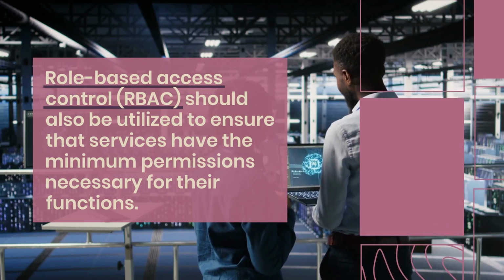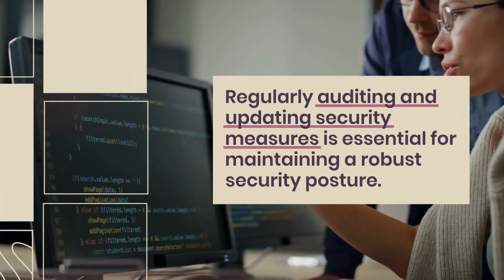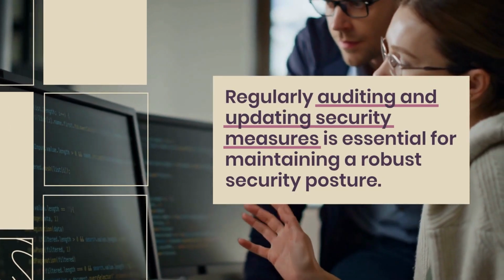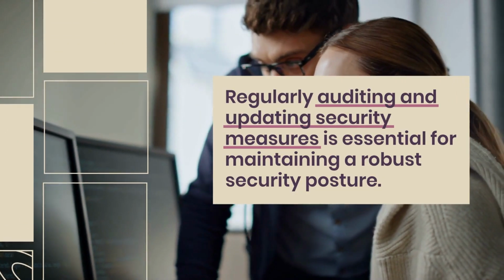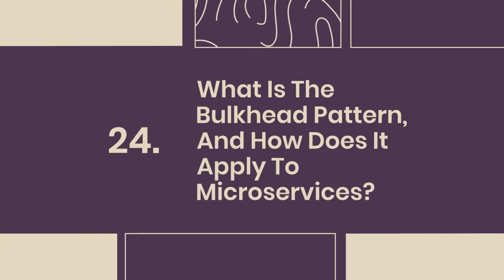RBAC, should also be utilized to ensure that services have the minimum permissions necessary for their functions. Regularly auditing and updating security measures is essential for maintaining a robust security posture. 24. What is the bulkhead pattern, and how does it apply to microservices?